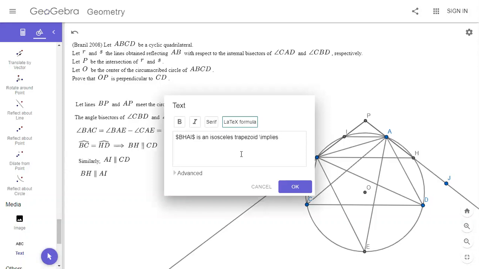And so P lies on the perpendicular bisectors of everything, like AI, BH, and CD. So OP has to be perpendicular to CD.